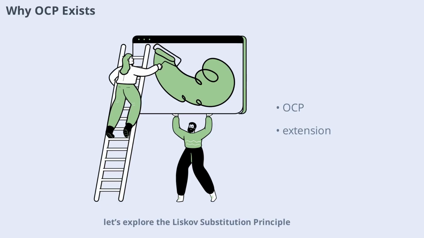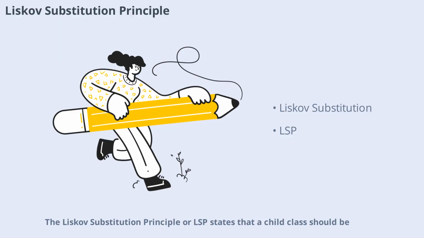Now, let's explore the Liskov Substitution Principle. The Liskov Substitution Principle, or LSP, states that a child class should be usable wherever its parent class is expected. This ensures that inheritance models a true behavioral relationship. If a subclass cannot fulfill the contract of its parent, it can cause unexpected failures in the code.